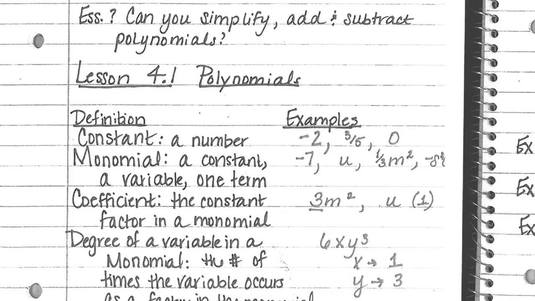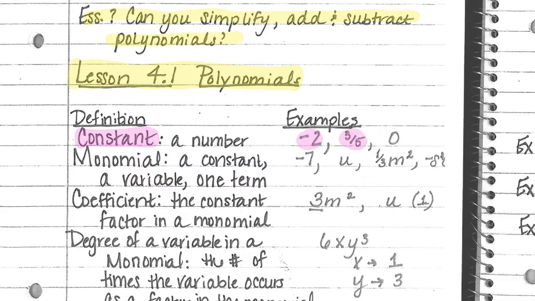All right, Algebra 2, we're moving forward in Chapter 4, and we are in 4.1, where we're talking about polynomials, but we're going to talk about a bunch of different types of polynomials. So our essential question is, can you simplify, add, and subtract polynomials? There are a bunch of different ones that we're going to look at. Let's look at a constant first. A constant is just a number without a variable.